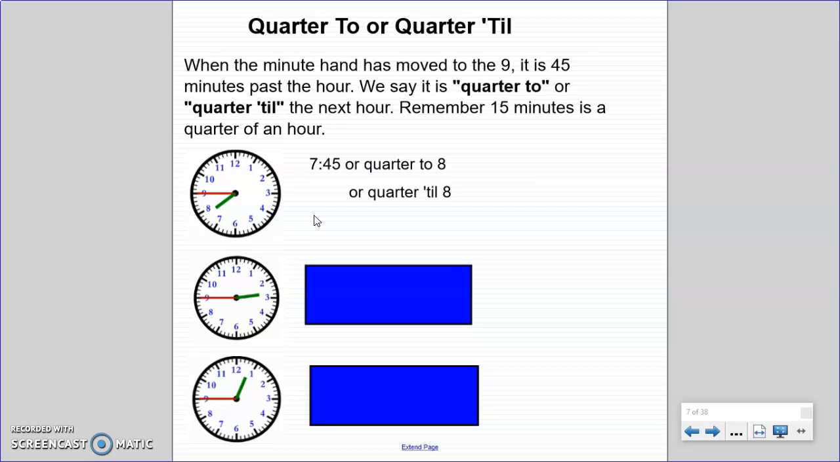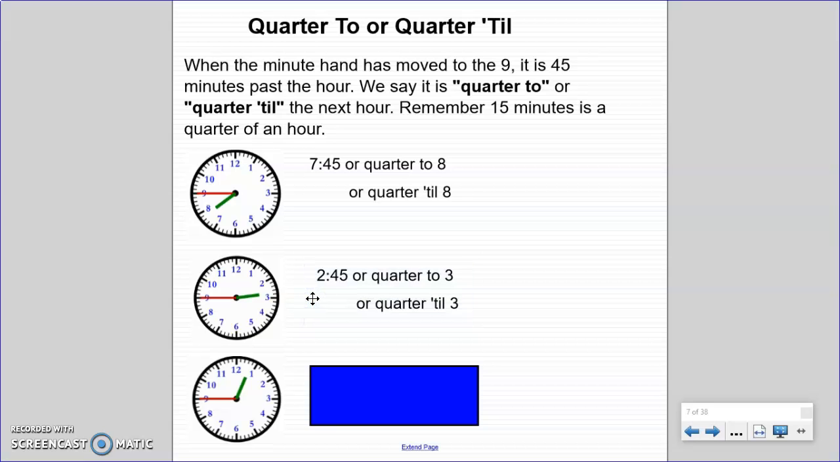We would say 7:45, or we could say a quarter to 8 or a quarter till 8. Looking at the next clock, again, our minute hand is pointing directly at the 9. We know it's going to be a quarter till the next hour. This hour hand is not yet to the 3, so it's going to be a quarter until the next hour, 3 o'clock. The time shown on this clock is 2:45, or quarter to 3, or quarter till 3.